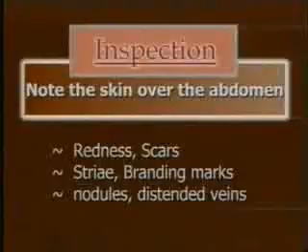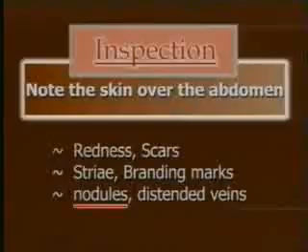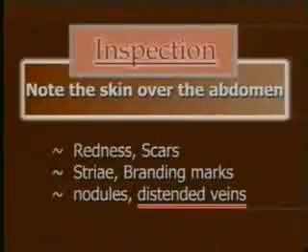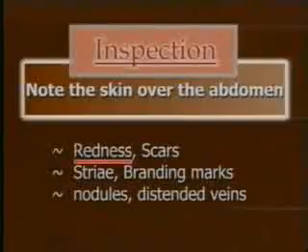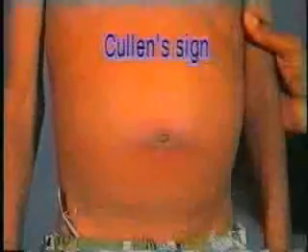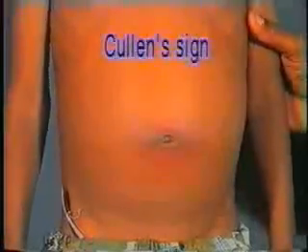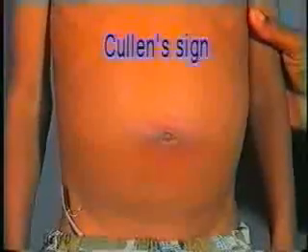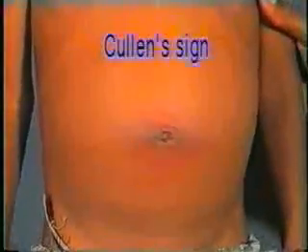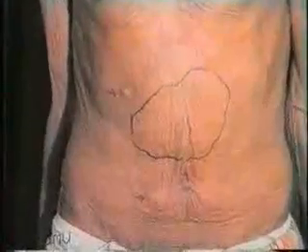Now inspect the skin over the abdomen for redness, scars, striae, branding marks, nodules and dilated veins. Redness over a lump suggests local inflammation. Redness of skin around the umbilicus in an acute abdomen suggests acute hemorrhagic pancreatitis, termed as the Cullen sign. Branding marks usually suggest presence of chronic or long-standing pain. Hard subcutaneous nodules, as seen in this case of carcinoma of stomach, indicate secondary spread of the malignancy to the skin.